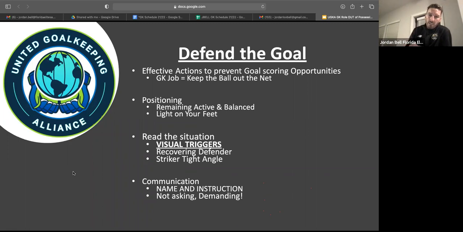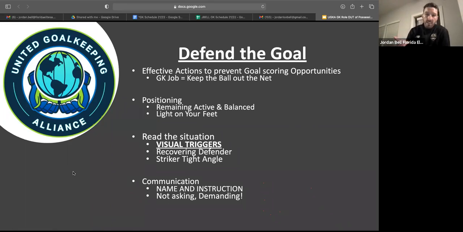The next part is extremely important. I want you all to write this down. Defend the goal, and then underneath, read the situation, the visual triggers. That's so important. As someone's dribbling, it might be a 1v1, it might be a shot on the angle, but you have to see the visual trigger. You have to see the striker getting ready to pull his foot back for that shot. That's when we get set. We stop running out towards the ball. We get set where we are, small steps, staying balanced and ready to react to that shot.